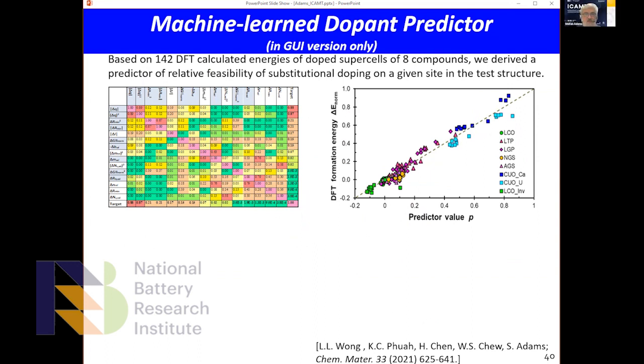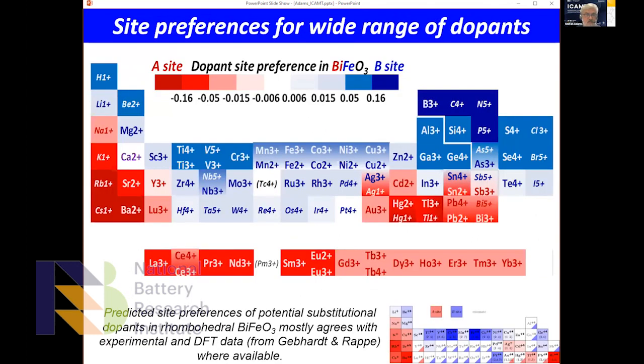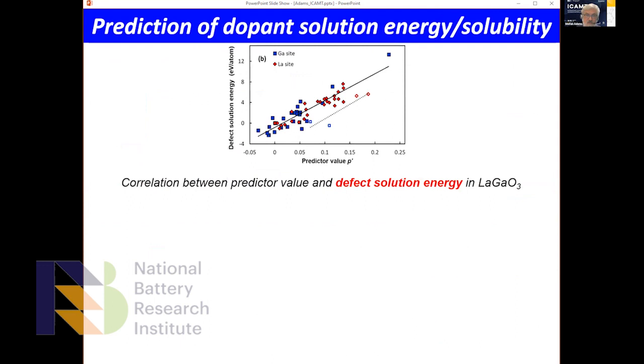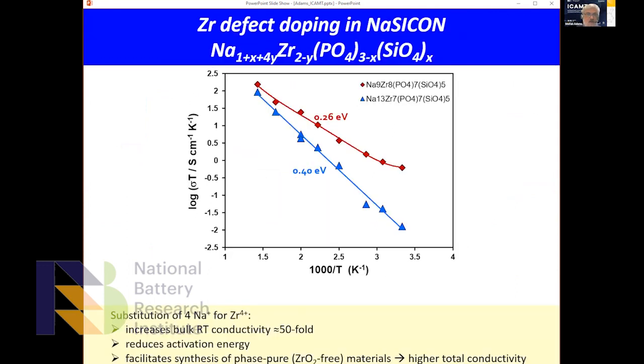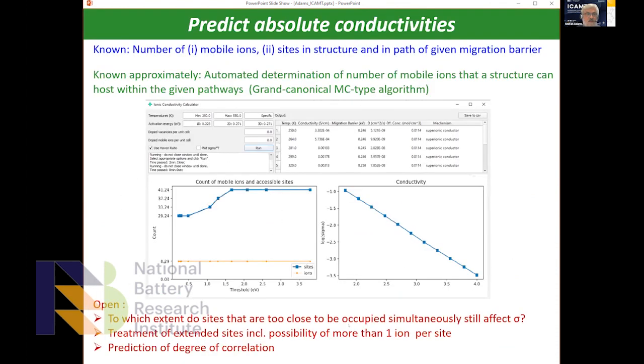We have the dopant predictor also built in, where you can let the program tell you which material you should dope in to which one would dissolve. And then the last point is that we want to not only find the migration barrier, we want to know the absolute conductivities, and the recent version of the soft PV software now also has an absolute predictor.